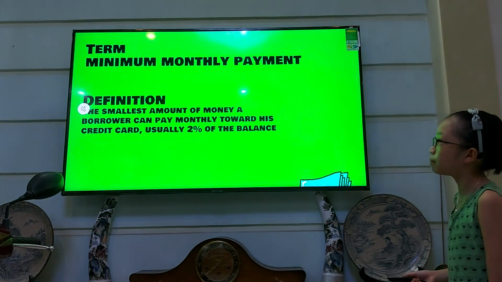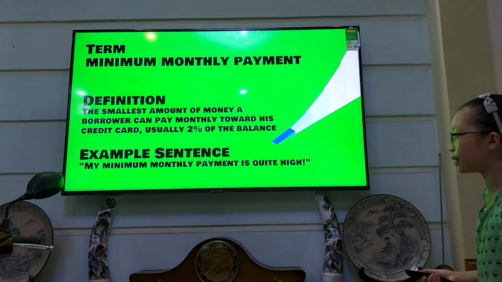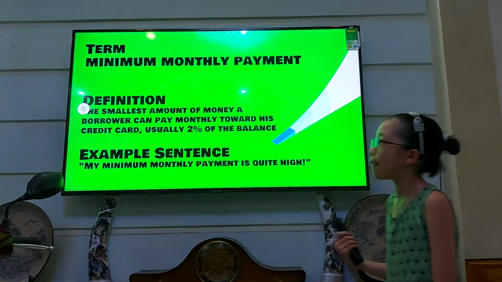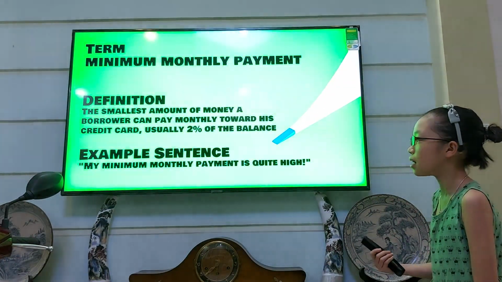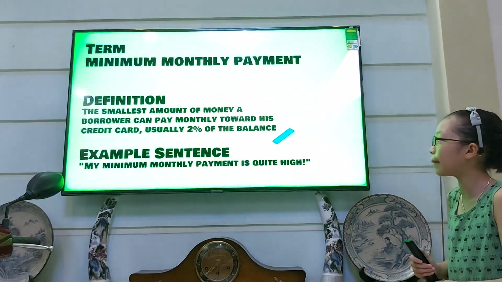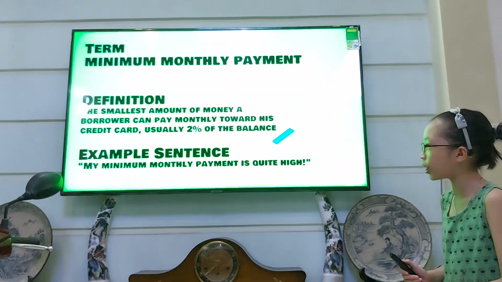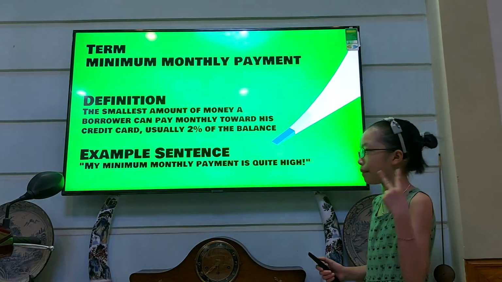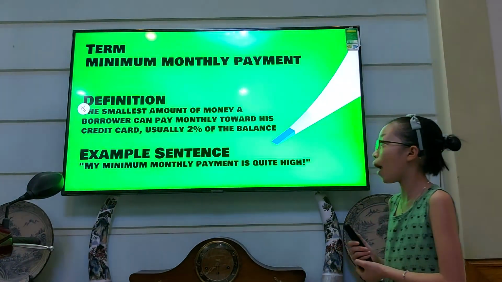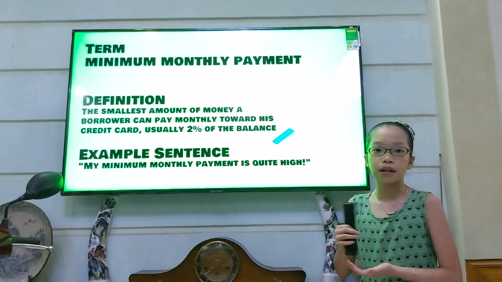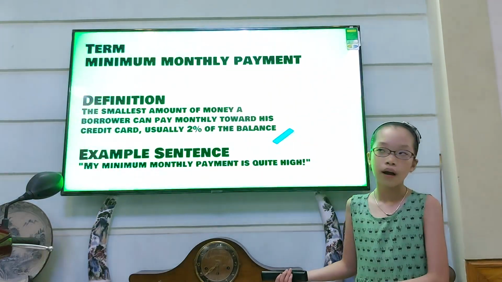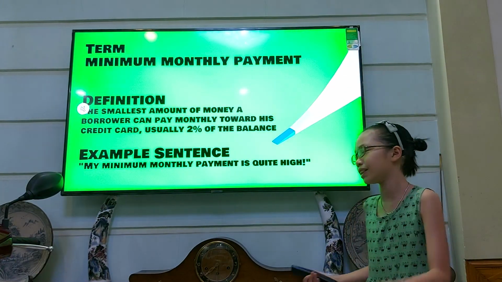We have minimum monthly payment. Let's pronounce this together. Minimum monthly payment. The smallest amount of money a borrower can pay monthly toward his credit card, usually 2% of the balance. So here, my minimum monthly payment is quite high. It's the smallest amount you can pay to the bank on your credit card, mostly about 2%.